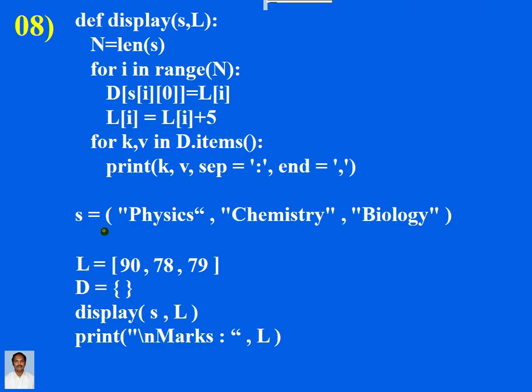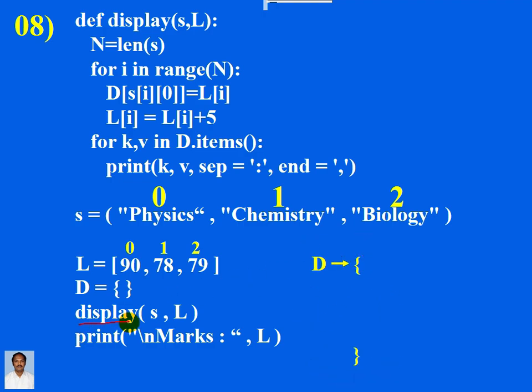So, it's a tuple. Here you can write down the indices. Now L is equal to this list. So here you can write down the indices for the first element index 0, second element index 1 and so on. Now D is equal to empty dictionary. So you can note down D is pointing to an empty dictionary.